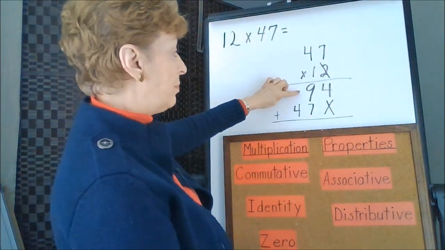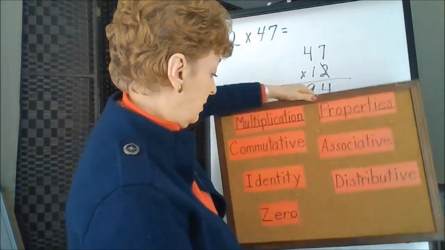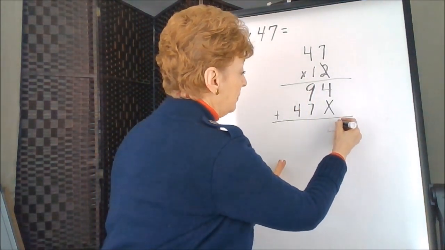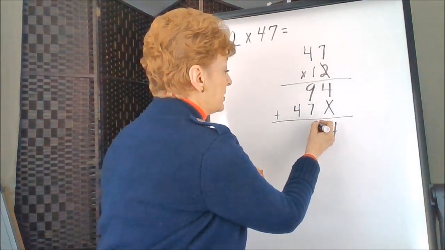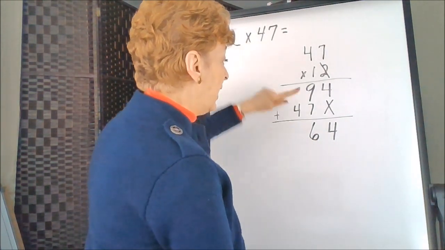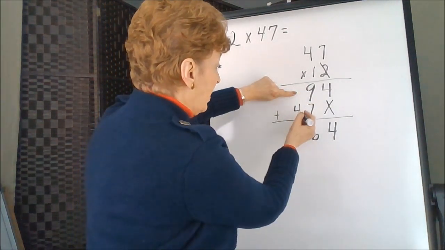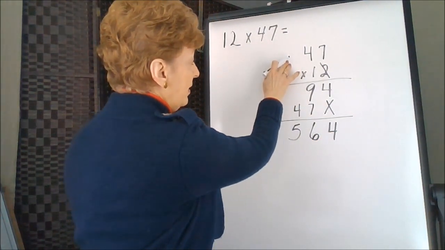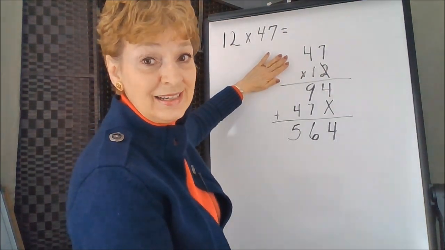Now I'm going to add the partial products. 4 drops into the ones column. 9 plus 7 is 16. So 16 has to be split. I can only use the 6 in the tens column, and I'm going to spill over the 1 to the hundreds column. 1 plus 4 is 5. We used the commutative property and the identity property when we did this problem, and it made it easier for us.